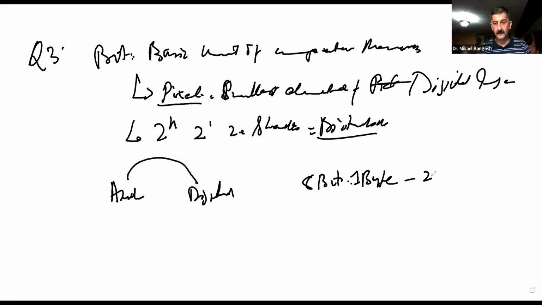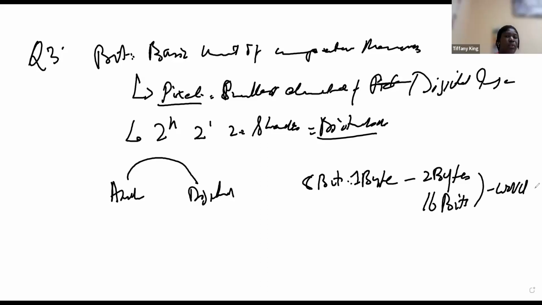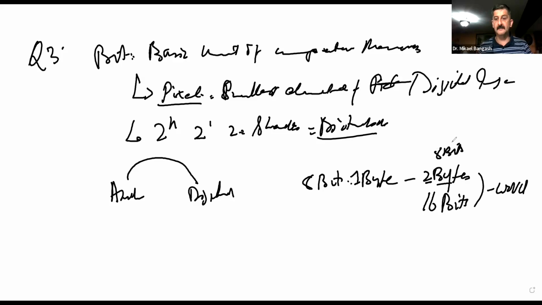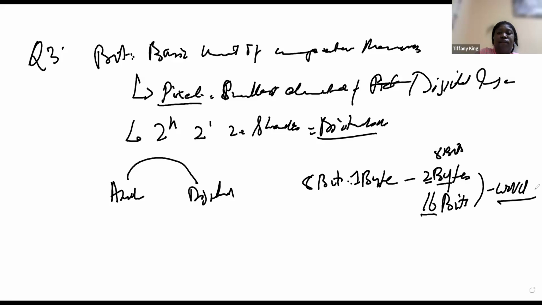Then we could say that 2 bytes, which will be the same as 16 bits, would be a word. 2 bytes. Each byte is going to be 8 bits. So 2 times 8 makes 16, right? Yeah. That makes a word. Now, let me show you what I mean.